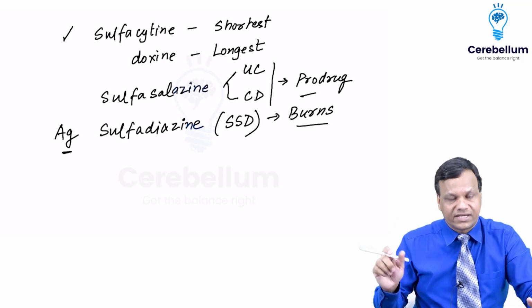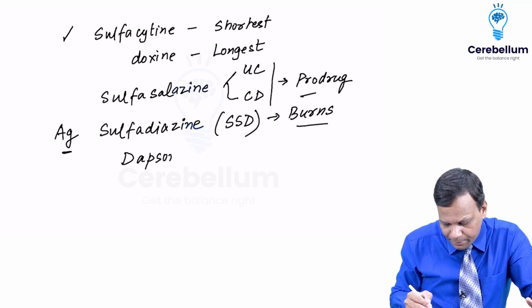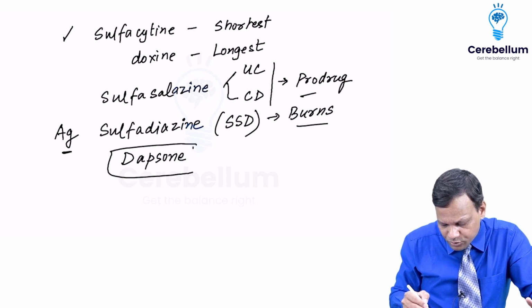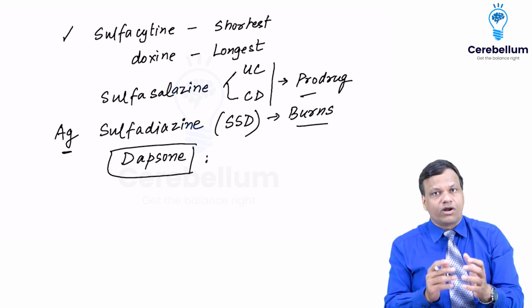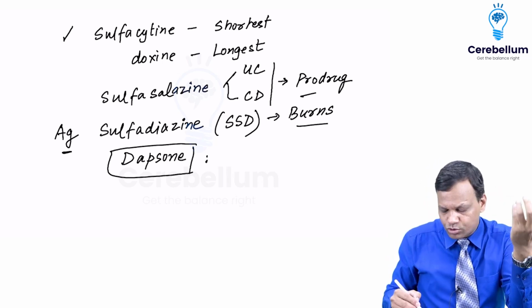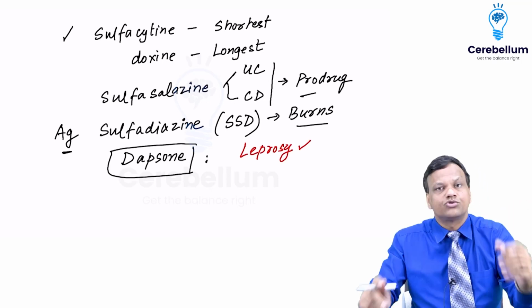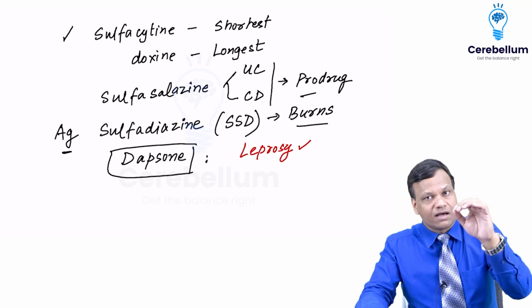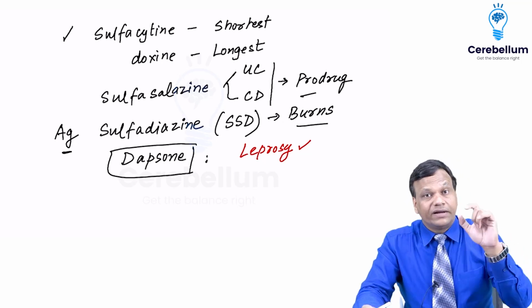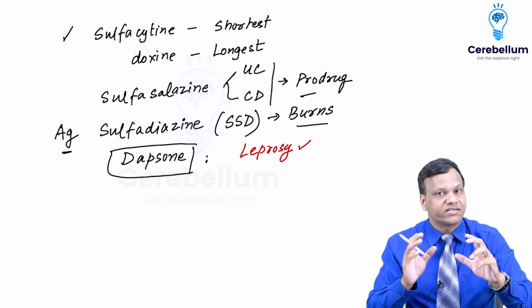Silver sulfadiazine. And the last drug, which is dapsone. Dapsone, you need to remember, dapsone is a sulfonamide. Its name does not start with sulfa, but it is a sulfonamide. It is used for, yes, everyone knows it is used for leprosy. Dapsone is used for leprosy, but the examiner also knows that dapsone does not contain sulfa in the name, but still it is a sulfonamide.